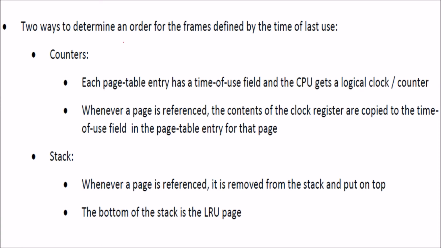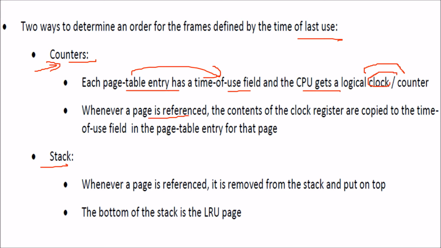So there are two ways to determine the order of frames, defined by the time of last use. Because in least recently used, how do we know which one is least recently used? We can use a counter, we can use a stack. In the counter, each page table entry has a time of use field. In the page table we'll put the time, and the CPU gets a logical clock or counter, so that we may know which is least recently used. Whenever a page is referenced, the content of the clock register is copied to the time of use field in the page table entry for that page.